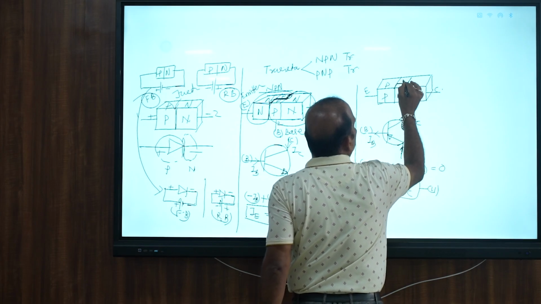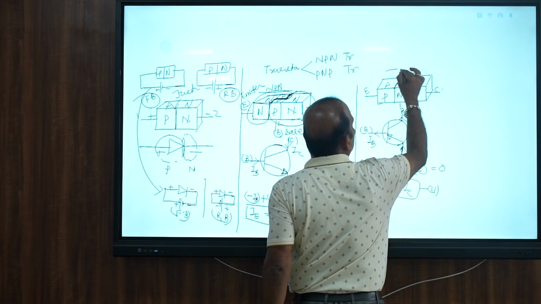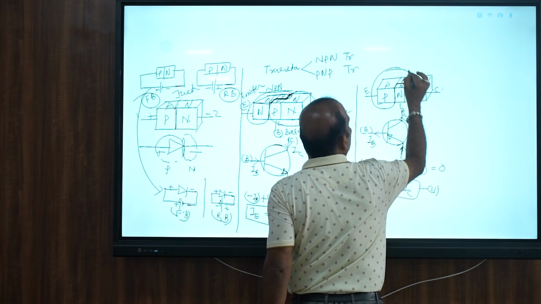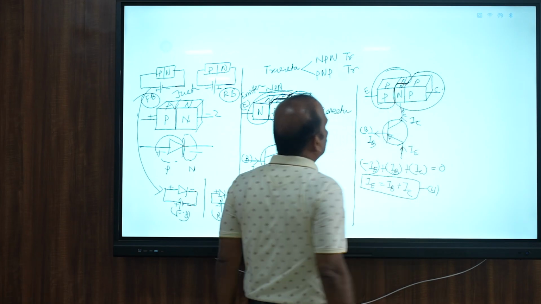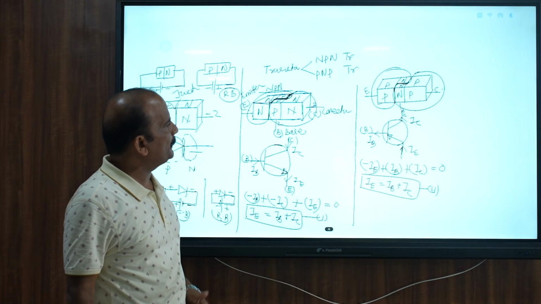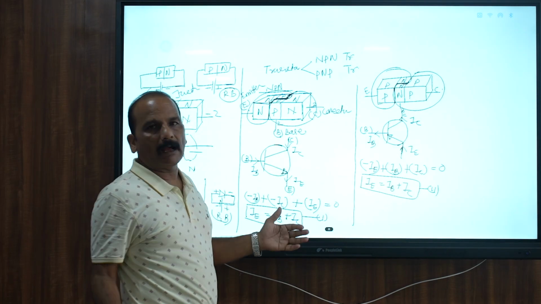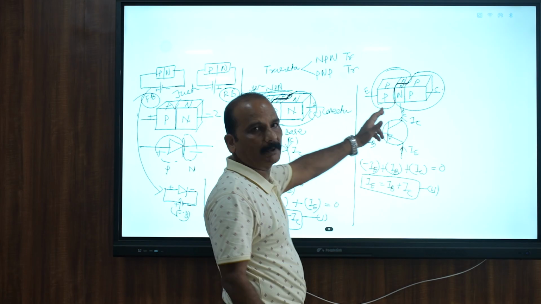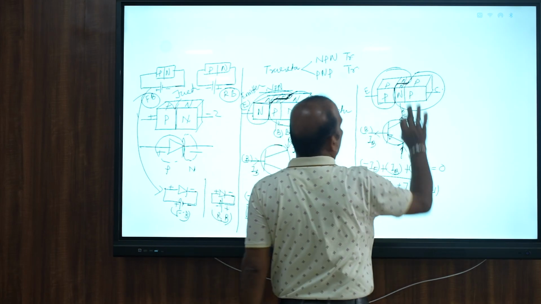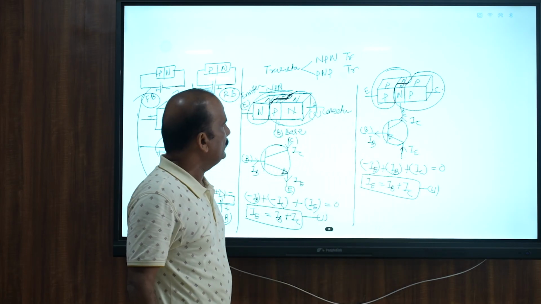This is your P, this is your N, this is your N, this is your P. So this is one diode and this is another diode. Now, same concept. When two PN junction diodes are connected back to back with each other, keeping N as their common, then there is a formation of a PNP transistor.